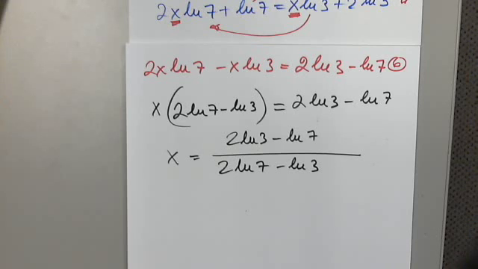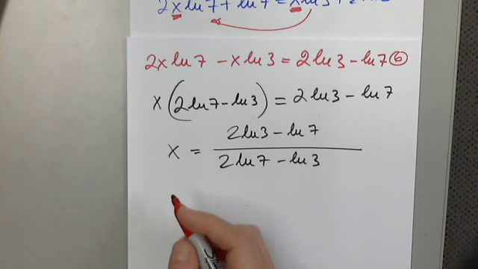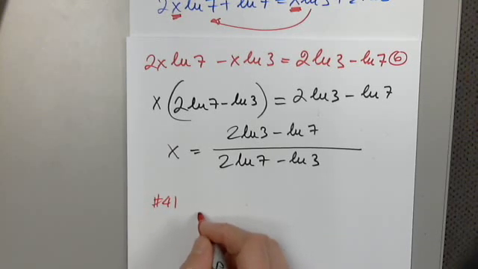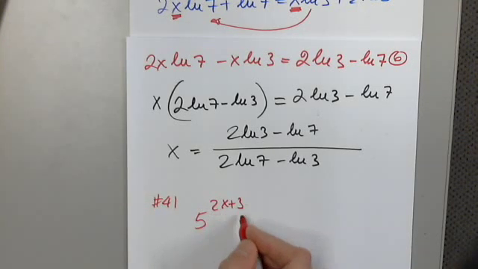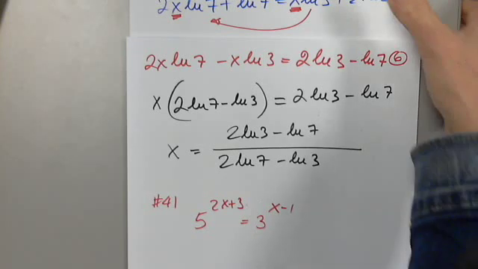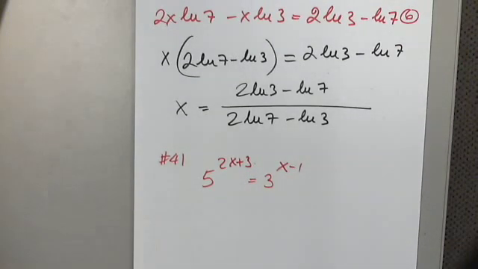Would you like us to check this solution, or would you like the next problem? Okay, very good. Here it is. 42. No, this was 42, sorry. 41. 5 raised to 2x plus 3 equals 3 raised to x minus 1. Can I present both with the same base? No. So in 1 minute, let's work on this. Same identical steps.